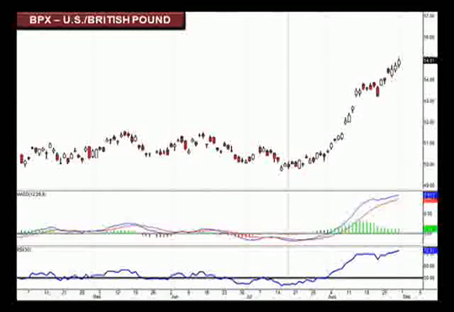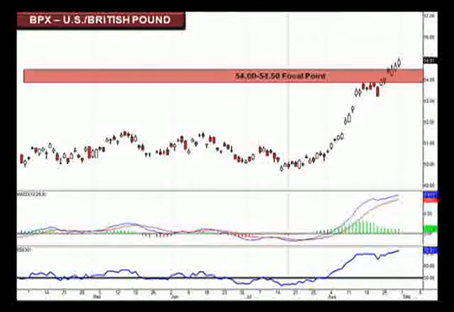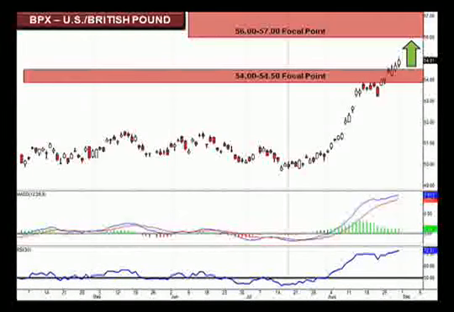Next here we have the US dollar versus the British pound currency pairing. We've seen a rally of significance up in this currency pairing all the way up to this 55 level. Last week we were discussing the 54.50 focal point. We now have a technical breakout on the upside. From a measured move perspective, that's calling for a rally that may extend all the way up to the 56 to 57 area on the upside.